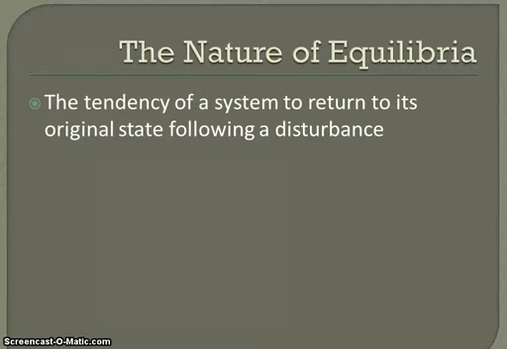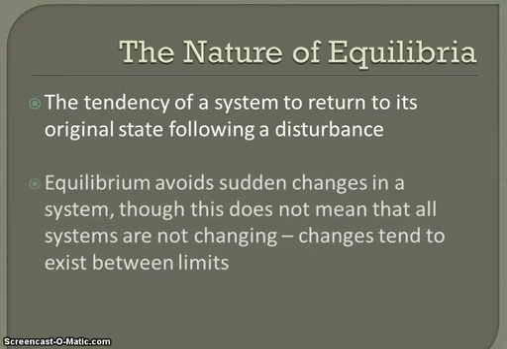All right, so equilibria is when a system returns to its original state following a disturbance. So if we look at that in terms of the types of feedback, negative feedback is what helps a system return to equilibria. Most of the time, you're not going to see sudden changes in a system. You're going to stay near equilibrium, but that doesn't mean that all systems aren't changing. You're always going to see change.